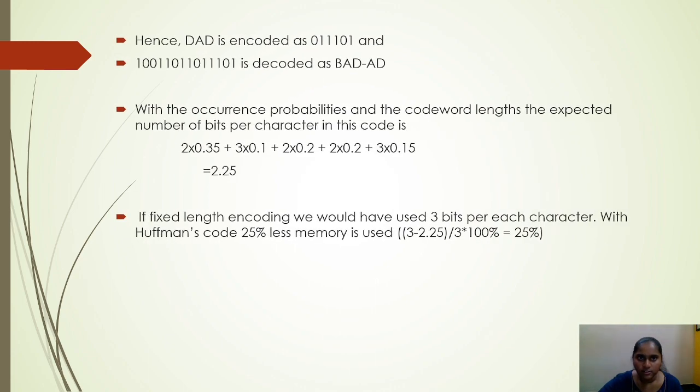Here DAD is encoded as 011011 and 100 11 011 011 101 is decoded as BAD-ADD. With the occurrence probabilities and the code word lengths, the expected number of bits per character in this code is given as 2.25. If fixed length encoding, we would have used 3 bits per each character. With Huffman's code, 25% less memory is used.